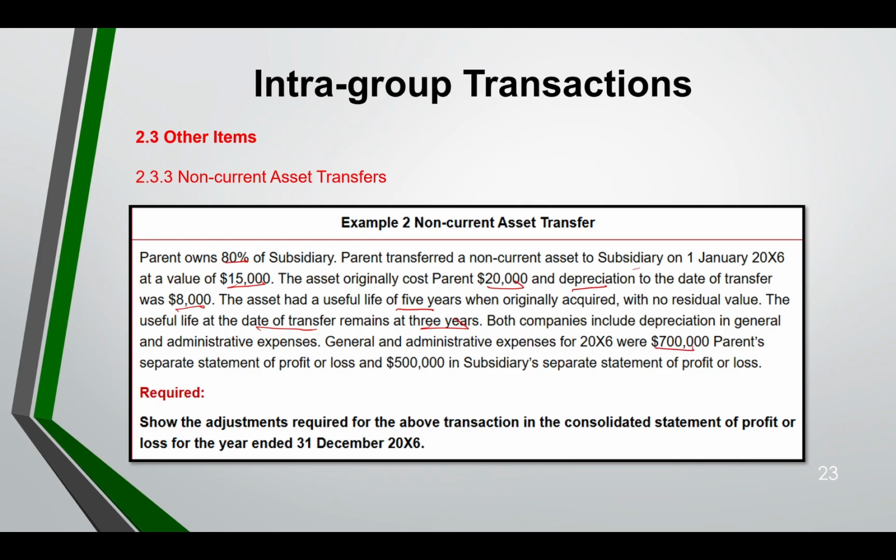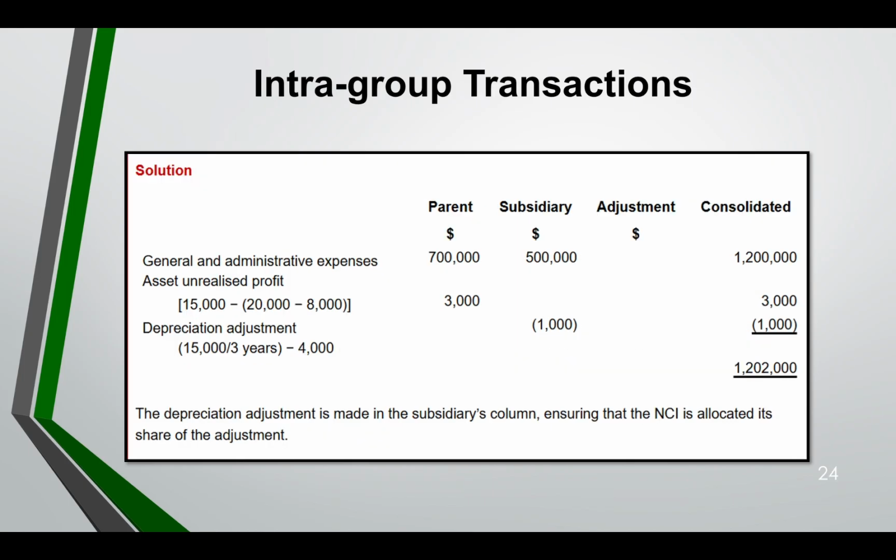General and admin expenses: in the parent's separate statement of profit and loss, 700 is there, and 500 in the subsidiary's separate statement of profit and loss. So the general and admin expense for parent is 700, for subsidiary is 500. You have to show the adjustment required for the above transaction in the profit and loss for 31st December 2006. Now, here also: parent, subsidiary, adjustment, consolidated.